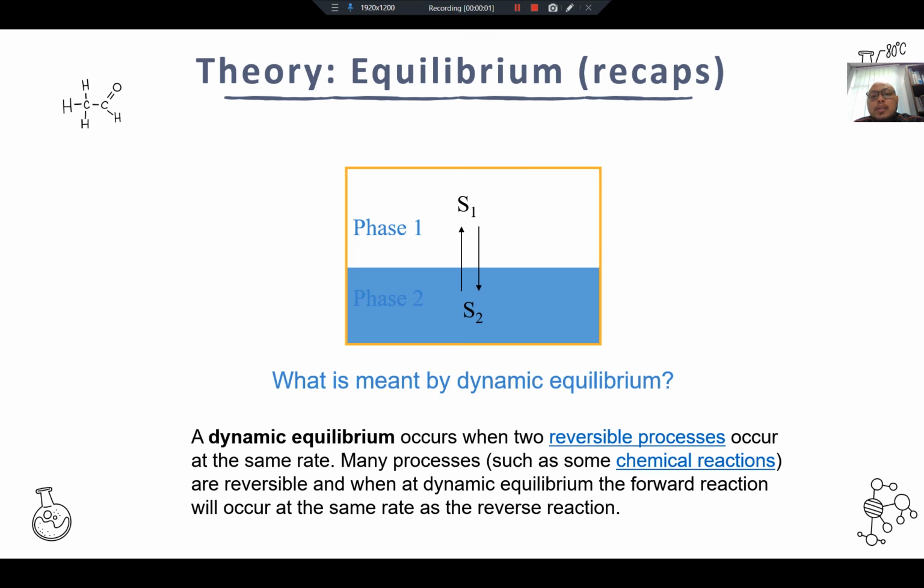Okay, now here is the equilibrium. Just a simple recap. We already know that at dynamic equilibrium, the rate of moving forward and moving backward occurs at the same rate. So that is what is meant by dynamic equilibrium.